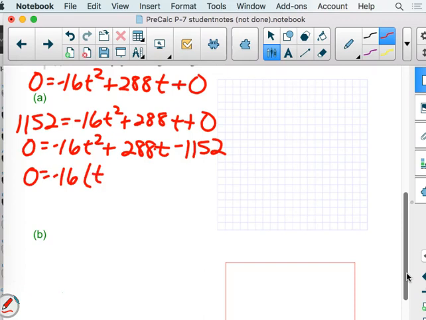How many times for 288? Is it 18? And 1152, 72 times? Okay, so we've got t squared minus 18t plus 72. Well, that's factorable.